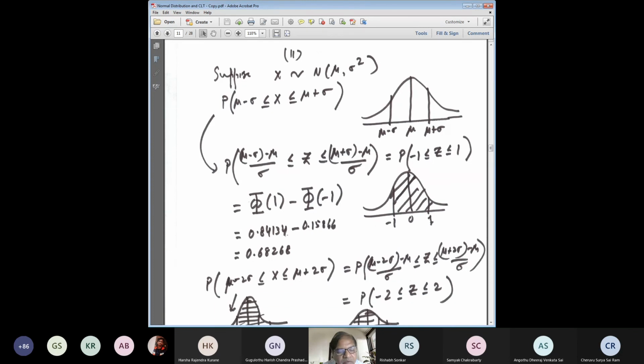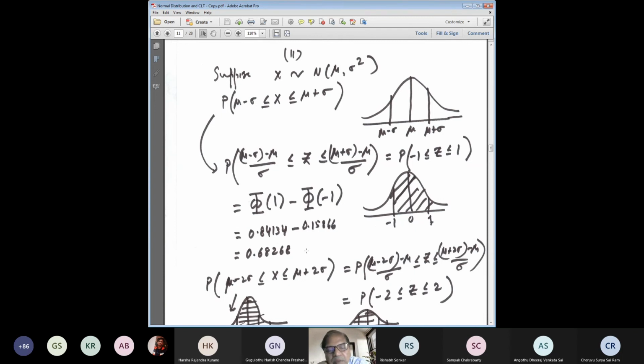So capital phi of 1 minus phi of -1. Phi of 1 you will get from the table as 0.84134, and phi of -1 you will get from the table, so the result is 0.6826. So in general we say that from mu minus sigma to mu plus sigma, the area is 68%. So it's easier to remember.